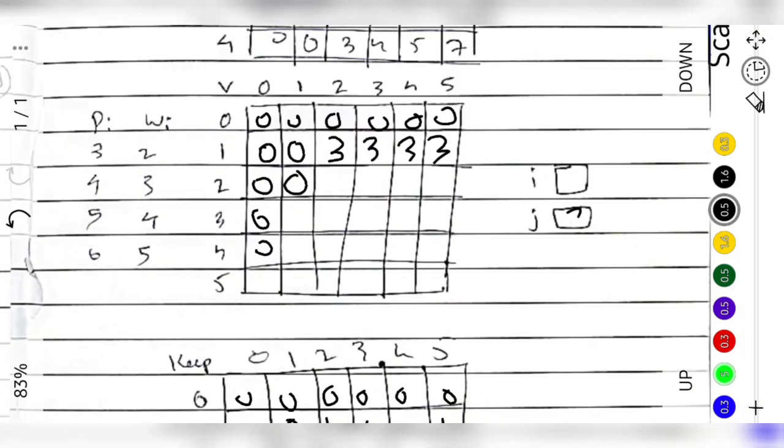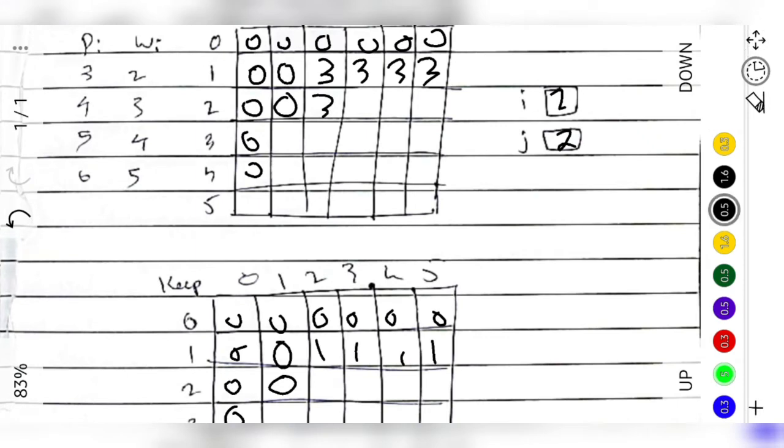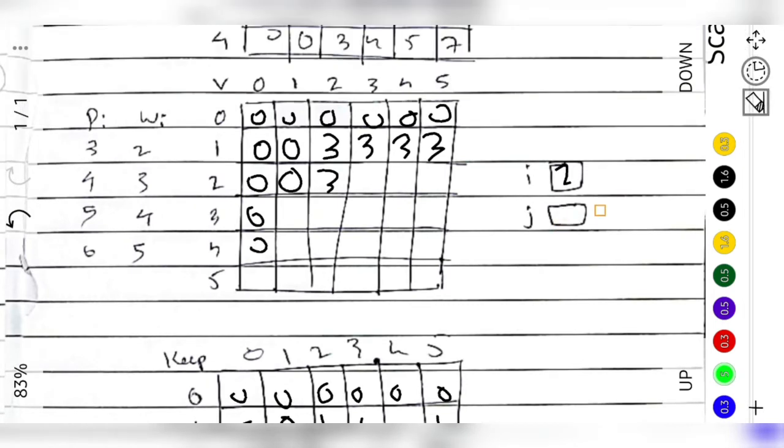j value was 1, now j will be 2, and i is 2 only. Now when j is 2, we are concerned about this row. In this row, this cell, what do you have to check? Can this container contain the object? No, it cannot. So we have to copy the previous value, which is 3, and we have to make the corresponding change in the keep table also. In keep, we'll make the value here as 0, because we had copied the previous value. Then j will become 3.